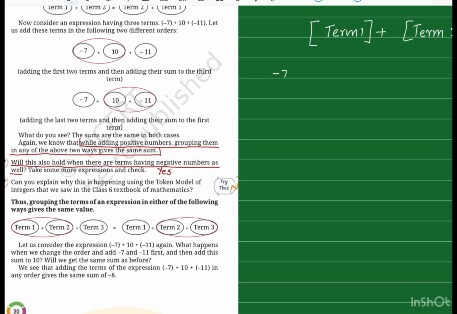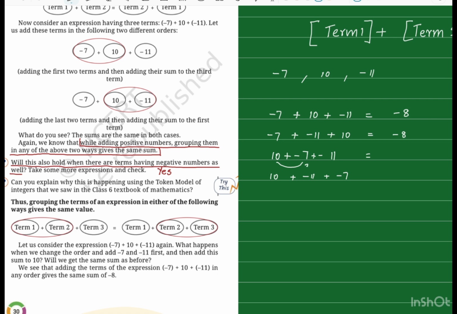Take some terms: minus 7, 10, minus 11. So we can write these three terms in any order. First one is minus 7 plus 10 plus minus 11. We got minus 7 plus 10 is 3. 3 minus 11 is equal to minus 8. Next, minus 7 plus minus 11 is equal to minus 18, plus 10 equals minus 8.